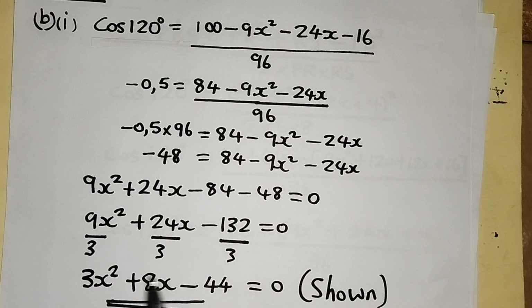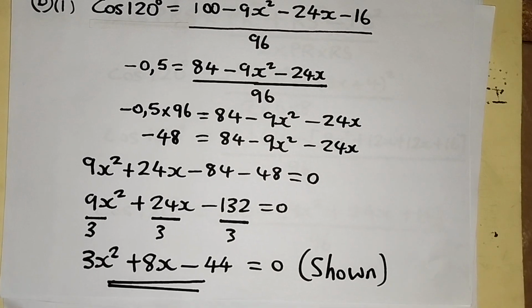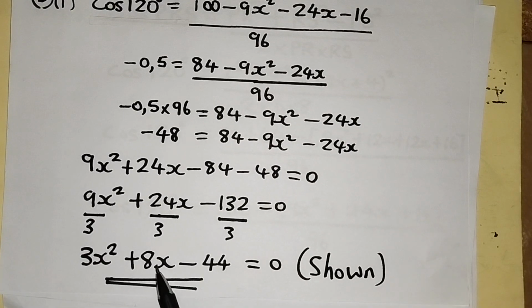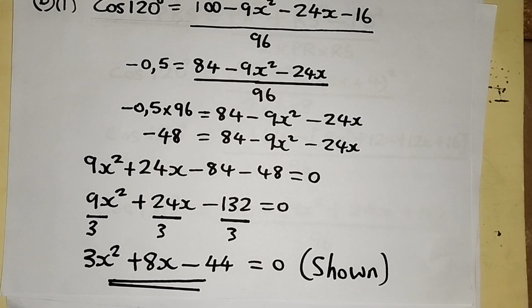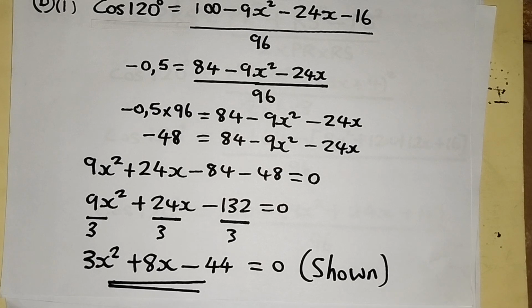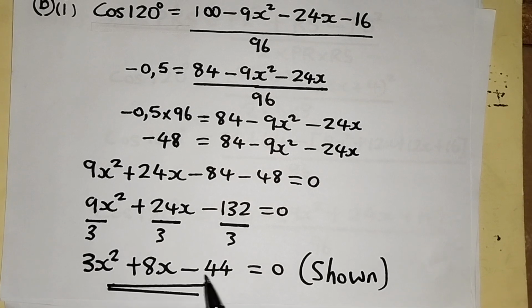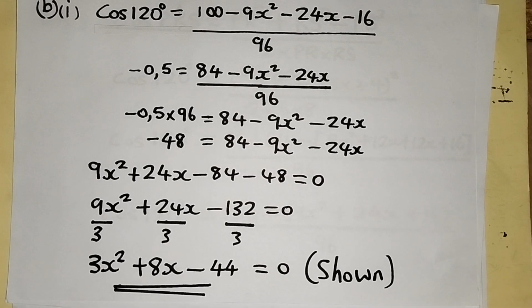And the common factor for 9x squared, 24x and minus 132 is 3. So I divide throughout by 3. And finally, I'll get 3x squared plus 8x minus 44 equals 0. So I've shown how I formed an equation in x, and it reduced to 3x squared plus 8x minus 44.